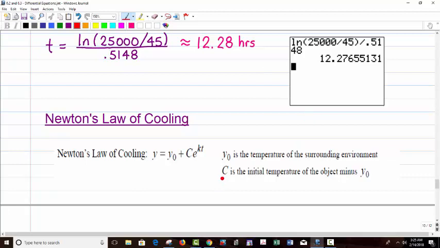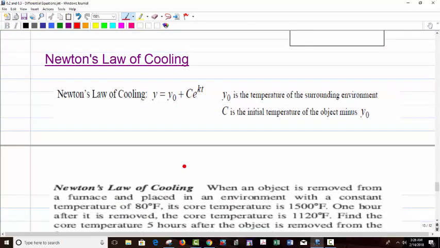Now you've got to be careful. Have this written down so you'll know what C means this time. C is a little bit different than it was for the regular growth model. C is defined as the initial temperature of the object minus whatever y0, the environment temperature, is. So if that turkey was 180 degrees and the surrounding room temperature was 70 degrees, C would be 110. It would be 180 minus 70.